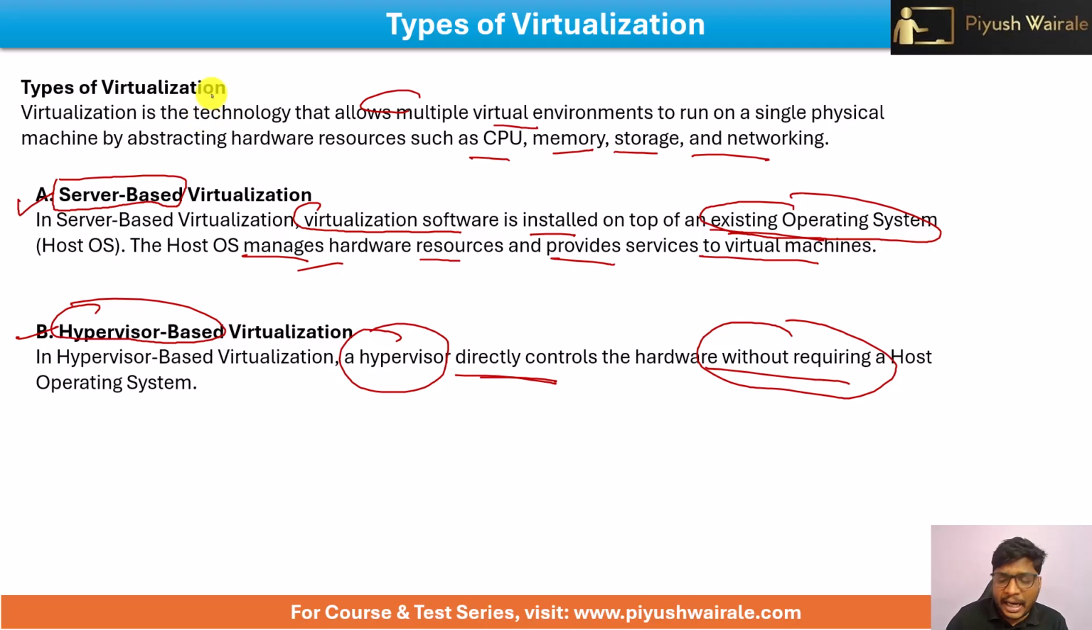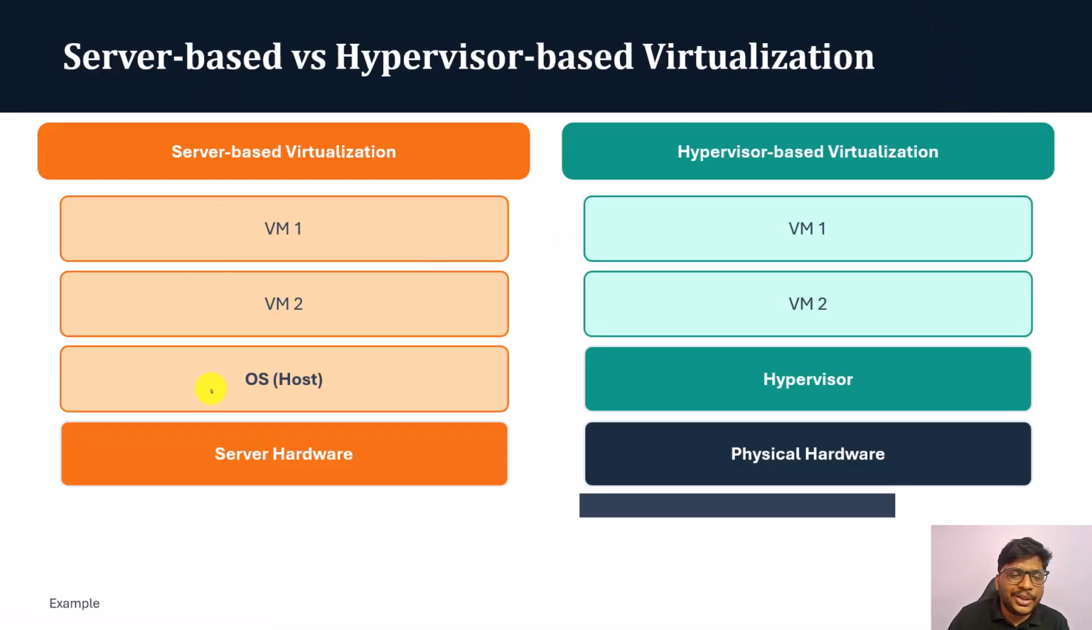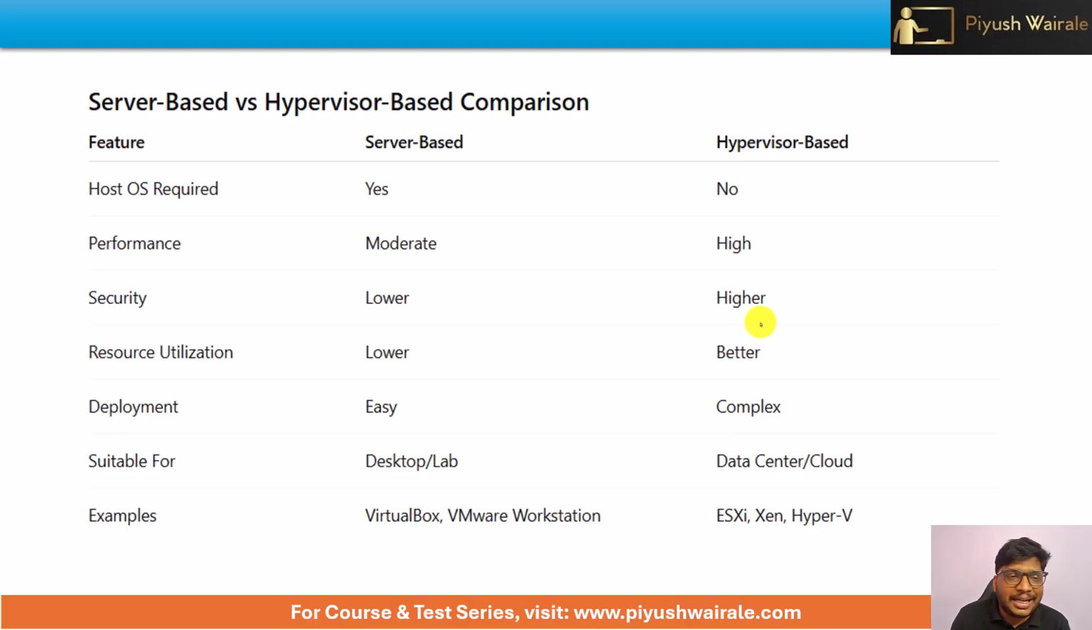Let us discuss the architecture also. Here you can see we have the server hardware, and an existing operating system, the host operating system, which directly interacts with virtual machines 1, 2, 3 like that. In the case of hypervisor, the hypervisor interacts with the physical hardware, and then we have virtual machine 1, virtual machine 2. So there is no need of a host operating system here. Okay, remember this one.